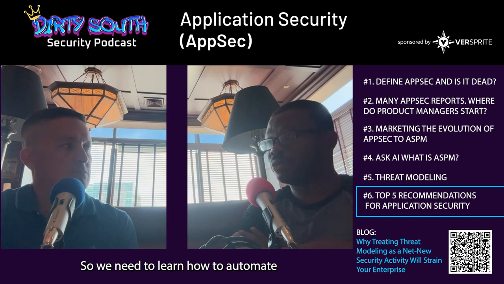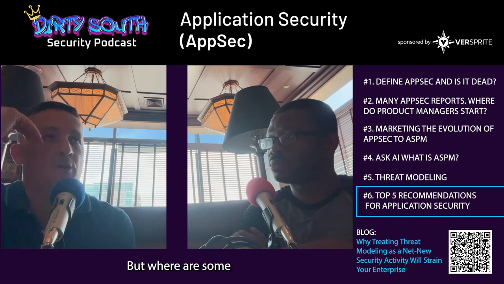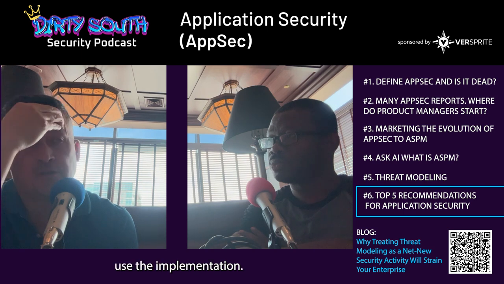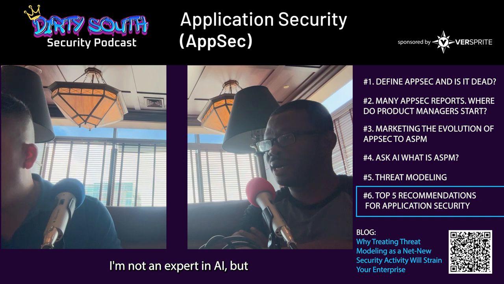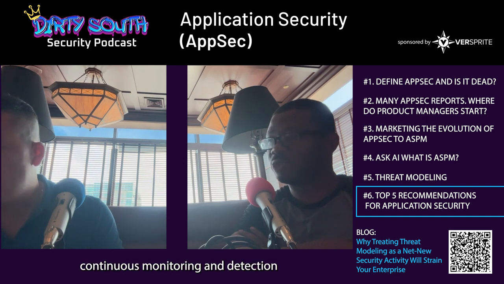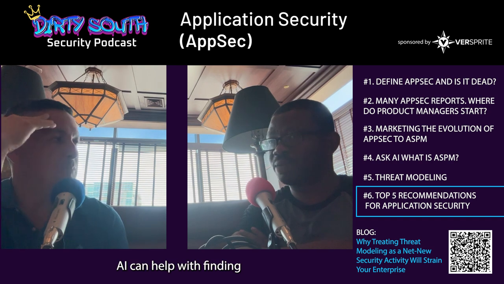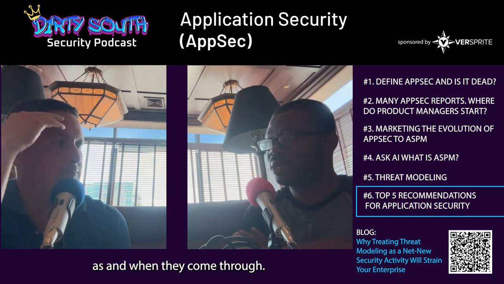So we need to learn how to automate most of these things if we have to. Give me an example there. Because I mean that's the high level. But where are some specific opportunities in AppSec for AI adoption, use, and implementation? I'll say I'm not an expert in AI, but continuous monitoring and detection could be how AI can help with finding and then addressing issues as and when they're coming through.